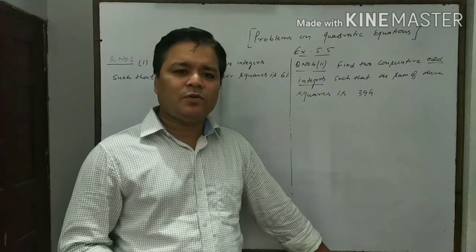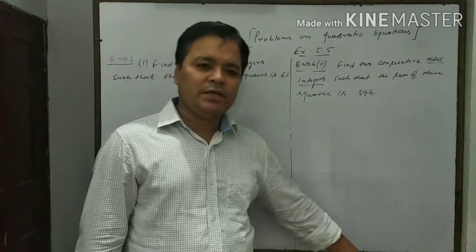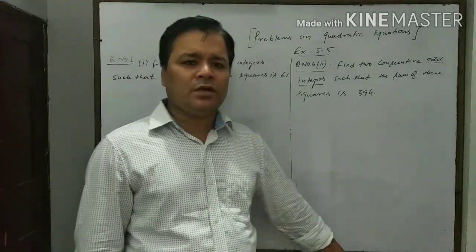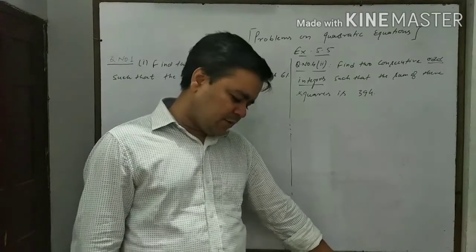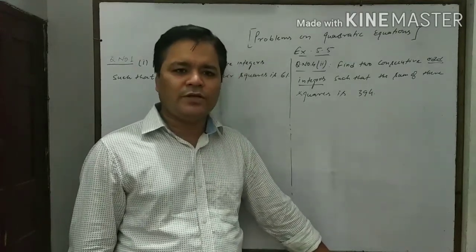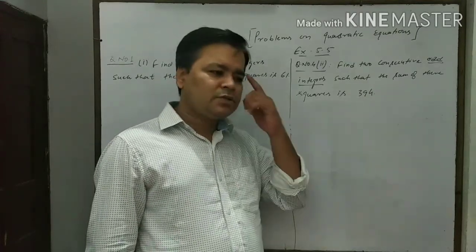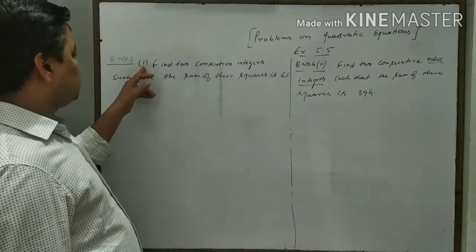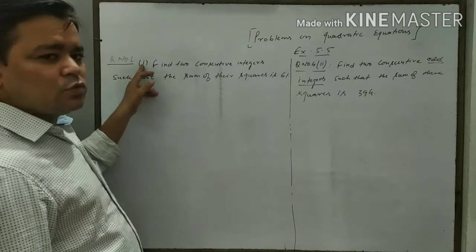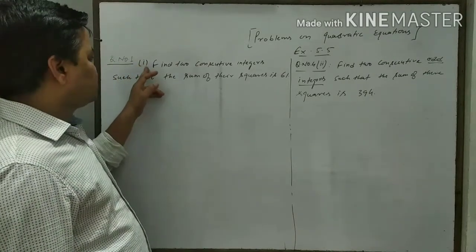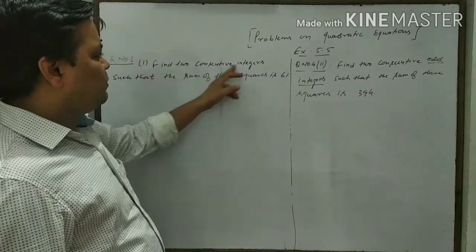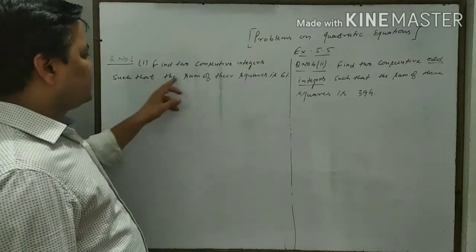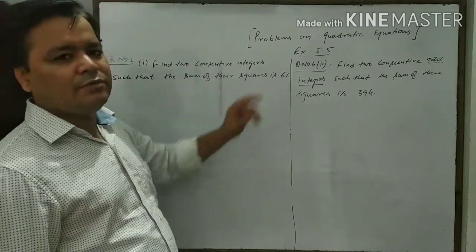Just like here I am going to start some questions given in exercise 5.5. The first question of 5.5 has two parts. Here I am going to solve the first one. Find two consecutive integers such that the sum of their squares is 61.